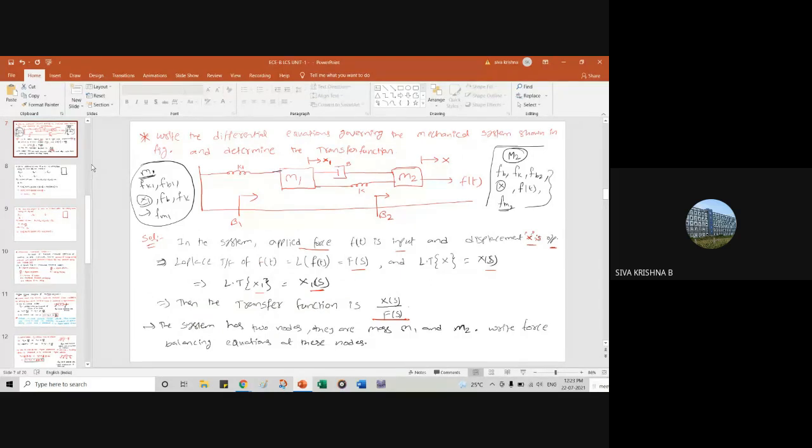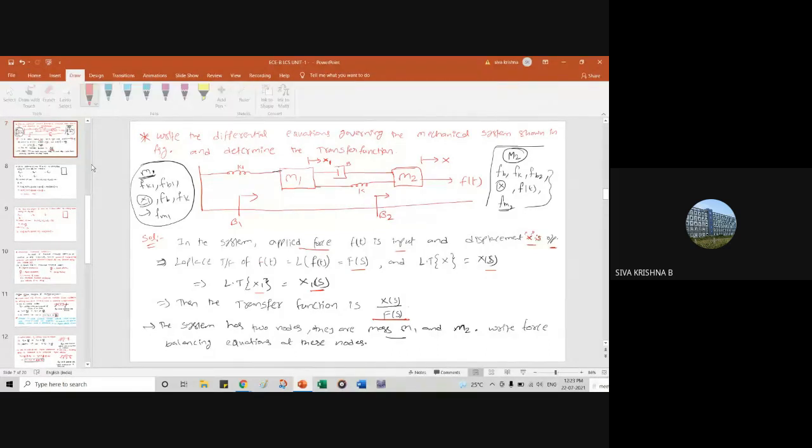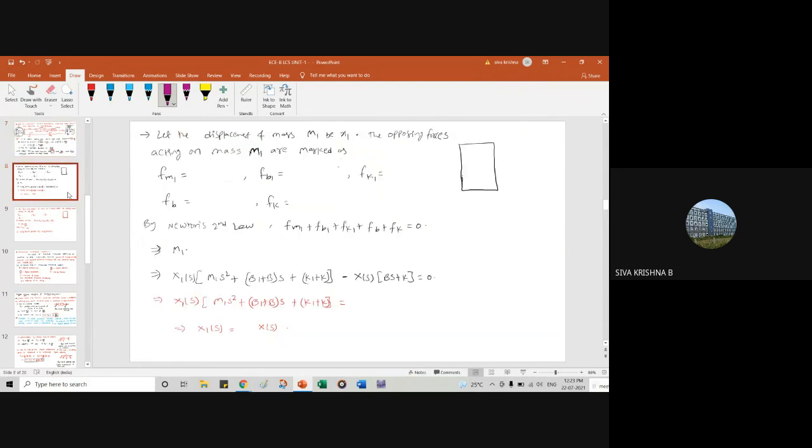The system has two nodes and they are mass m1 and m2. And we'll write the force balancing equations here. We're going to write force balance equations. So let's move to the next slide.